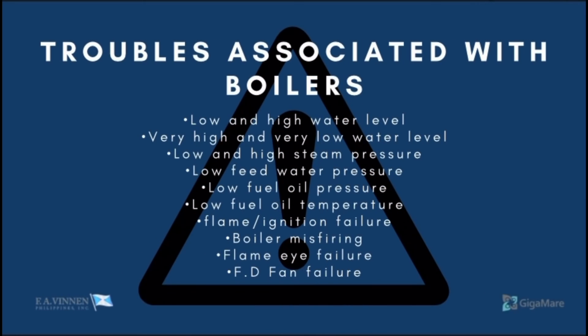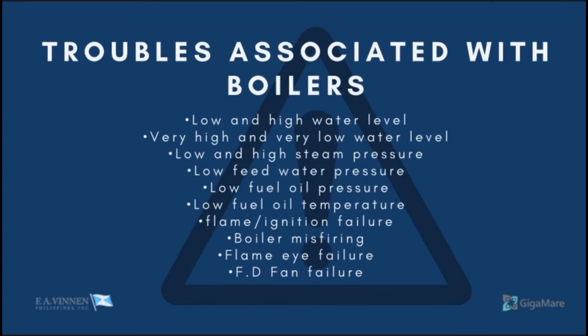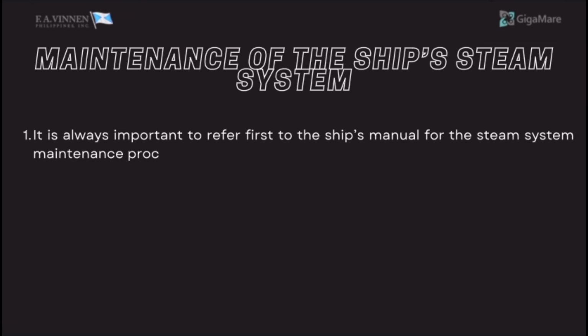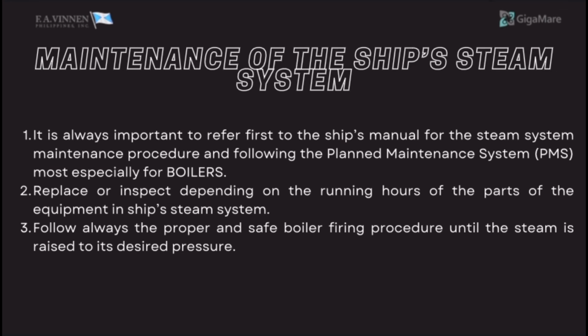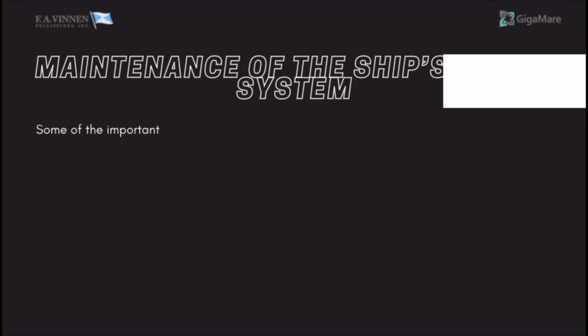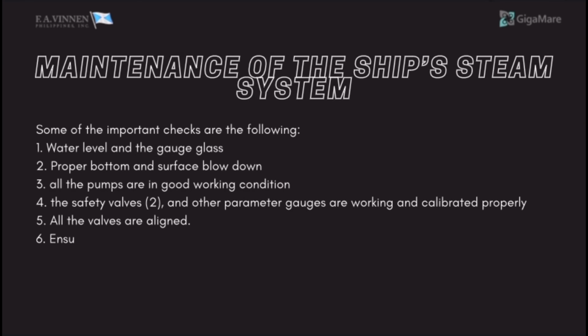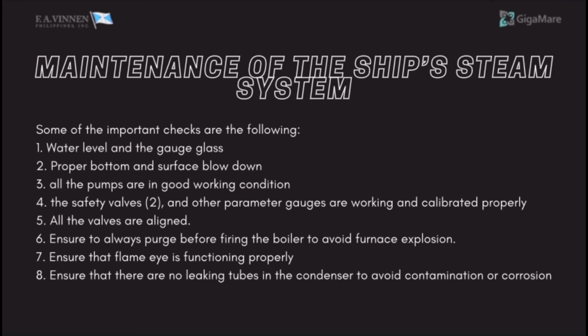So here's the overview of some of the troubles and alarms associated with boilers. For the maintenance of the ship's steam system, always refer to the planned maintenance system and always read the manual before conducting maintenance. Some of the important checks are the following for the proper firing of the boiler. Most important here is the two safety valves that must be calibrated.